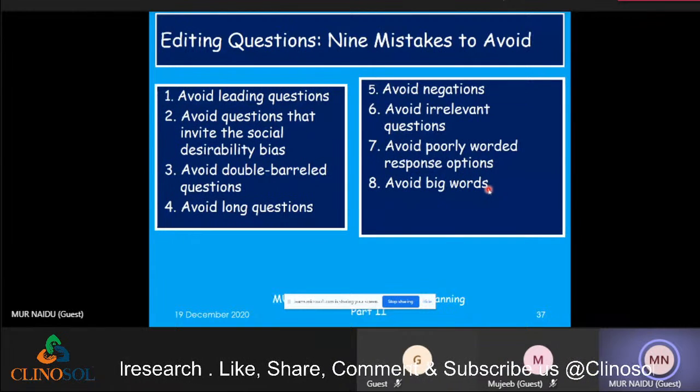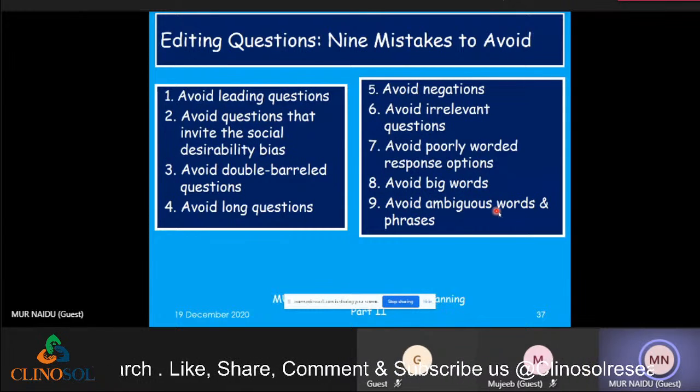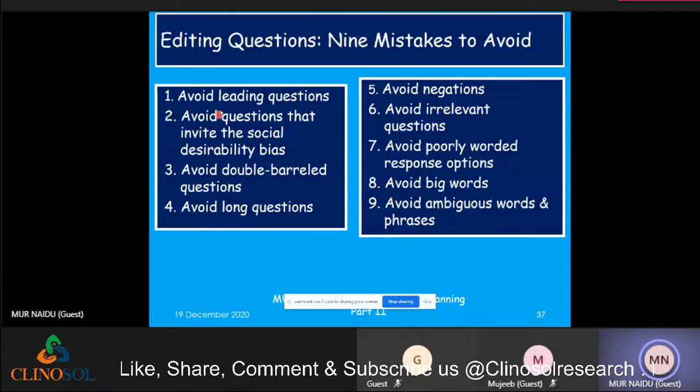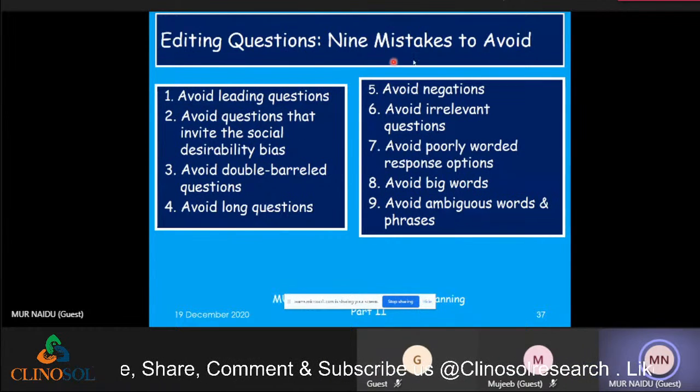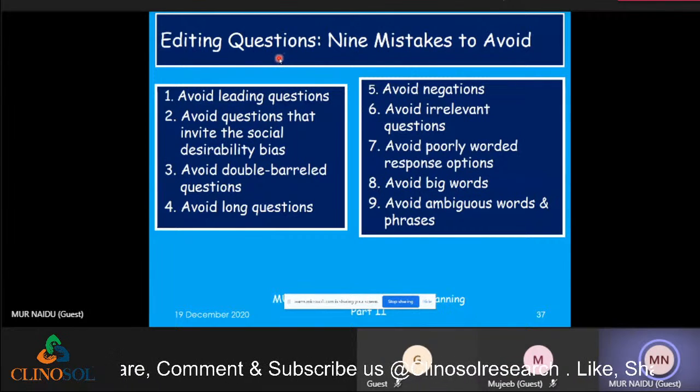Big words, technical words, people may not understand. Avoid ambiguous words or phrases. Don't use any such phrase. These are the 9 mistakes you should avoid whenever you are editing or preparing any question.